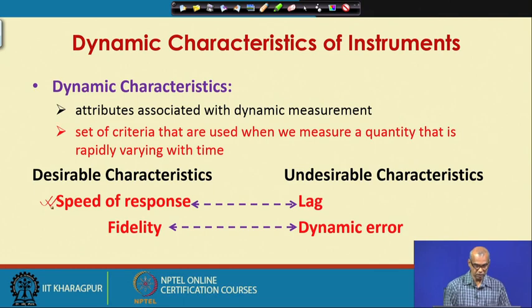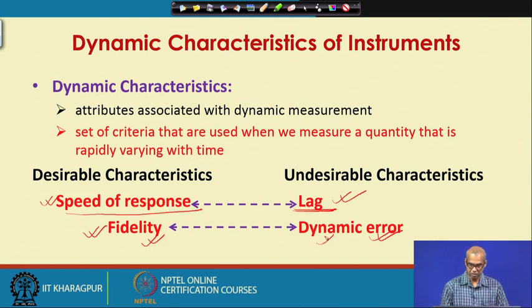Speed of response is a desirable dynamic characteristic. So, we want our instrument to have this characteristic, whereas lag is an undesirable dynamic characteristic. Similarly, fidelity is a desirable dynamic characteristic and the corresponding undesirable dynamic characteristic is dynamic error. So, if speed of response is good, lag will be less. Similarly, for the other pair of dynamic characteristics.